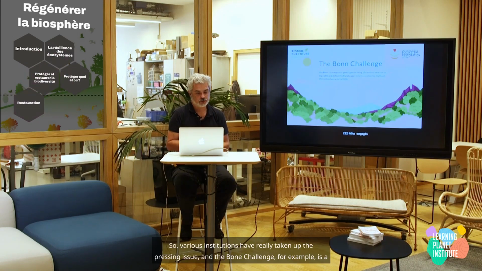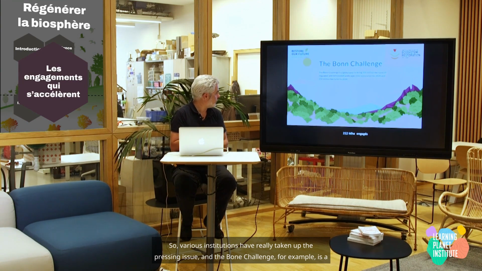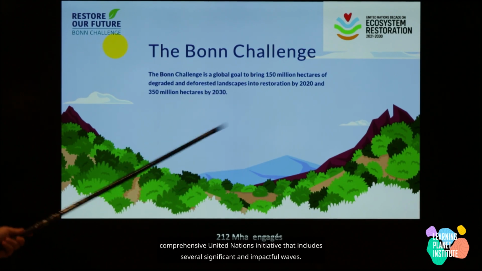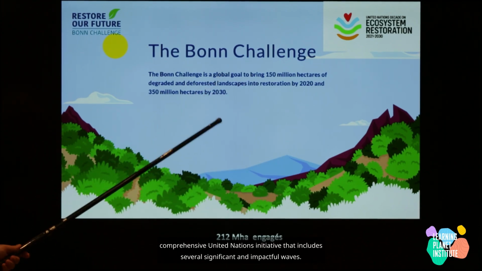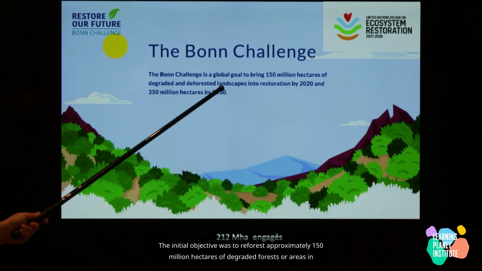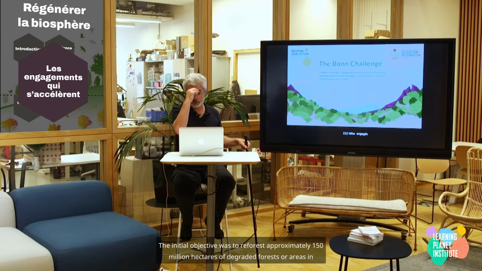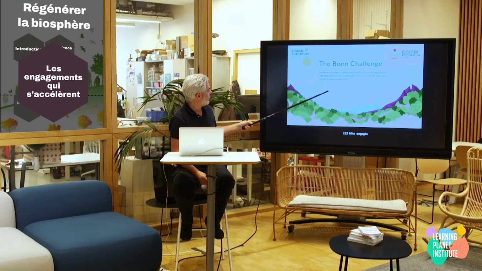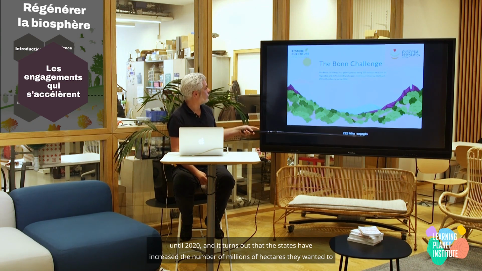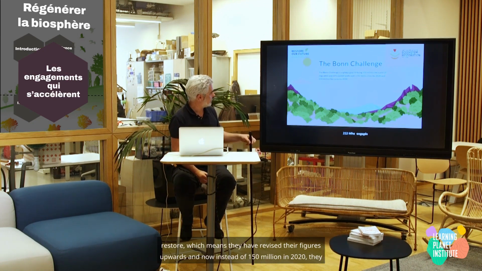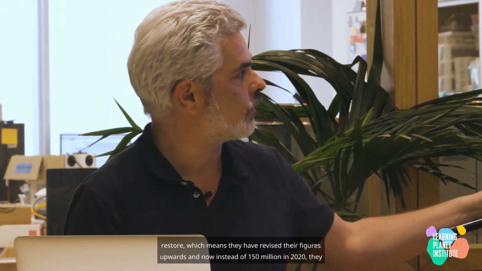So various institutions have really taken up the pressing issue, and the Bonn Challenge, for example, is a comprehensive United Nations initiative that includes several significant and impactful waves. The initial objective was to reforest approximately 150 million hectares of degraded forests or areas in total until 2020. And it turns out that the states have increased the number of millions of hectares they wanted to restore, which means they have revised their figures upwards, and now instead of 150 million in 2020, they have moved to 350 million by 2030.